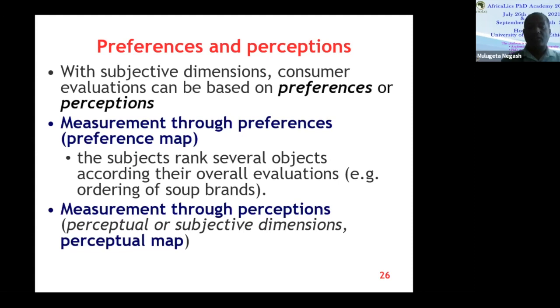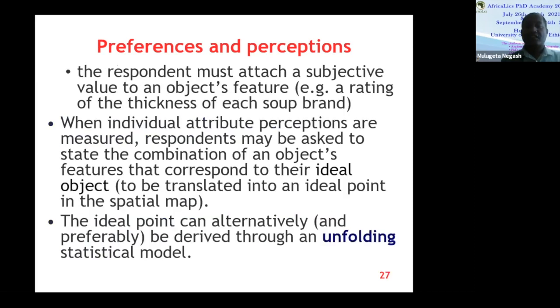As I told you, the result of perception is perceptual maps, and the result of measurement through preference is preference maps. And the respondent must attach subjective value to an objective feature, for example, rating of the thickness of each soap brand. When individuals' attribute perception is measured, a respondent may be asked to state the combination of an object's features that corresponds to their ideal objects, to be translated into an ideal point. The ideal point can alternatively and preferably be derived through the unfolding statistical method.